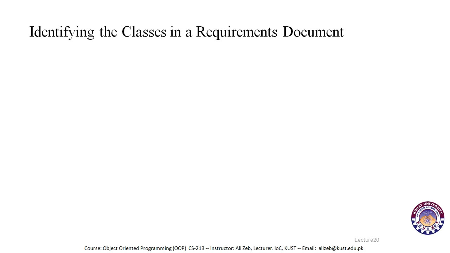How to identify the classes in a requirements document? For example, we are given a requirements document, maybe a text document where the details of the required software are given to you. Your job as a software developer will be to read that document and try to extract the classes. In the first case, what classes are you going to create in your proposed software?